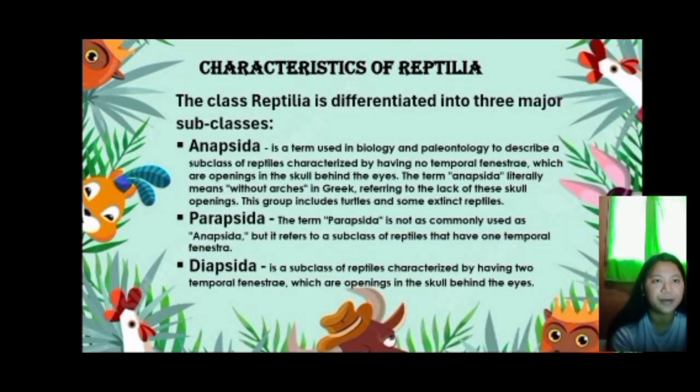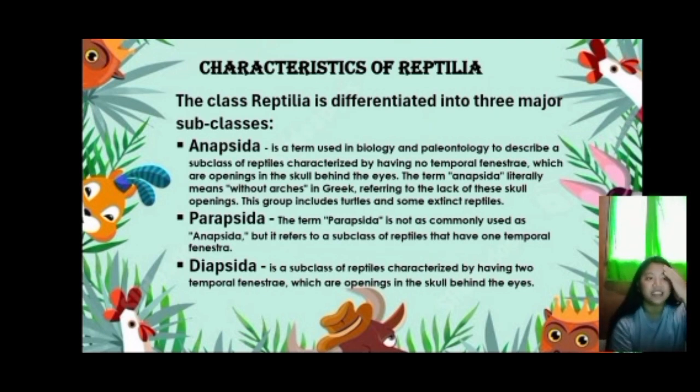Classification of Reptilia. The class Reptilia is differentiated into three major subclasses. These are Anapsida, Parapsida, and Diapsida. Anapsida is a term used in biology and paleontology to describe a subclass of reptiles characterized by having no temporal fenestrae, which are openings in the skull behind the eyes. The term Anapsida literally means without arches in Greek, referring to the lack of this skull opening. This group includes turtles and some extinct reptiles.